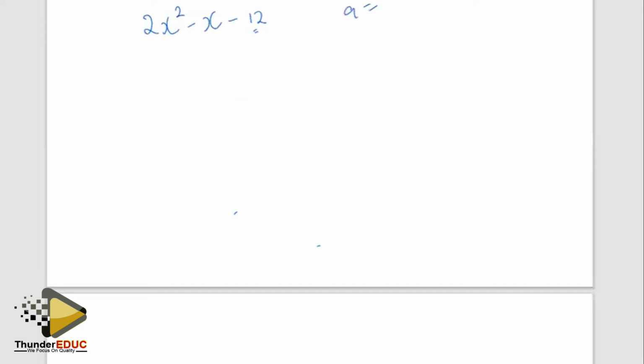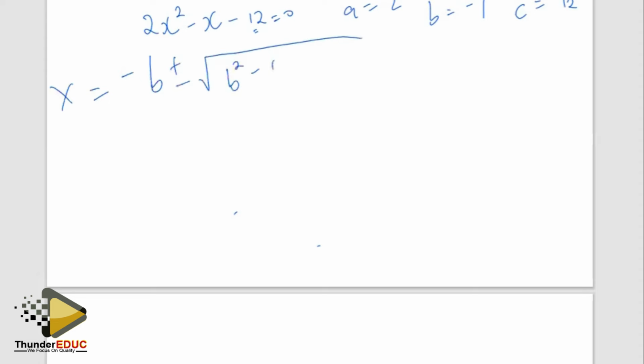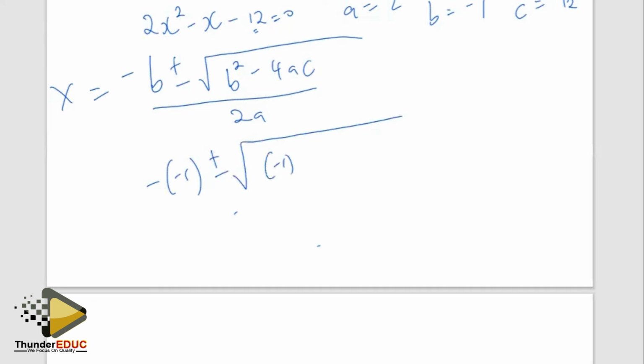So my a is 2, my b is negative 1, and then my c is negative 12. Then if we substitute this into the quadratic formula, negative b plus minus the square root of b squared minus 4ac, over 2a. So that's a negative and negative 1, plus minus the square root of negative 1 squared minus 4, the a is a 2, and then the c is a negative 12. This is all divided by 2 multiplied by 2. All that is left is for us to punch this into our calculators.